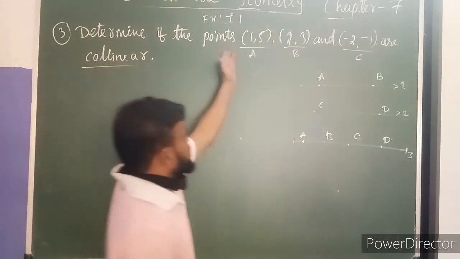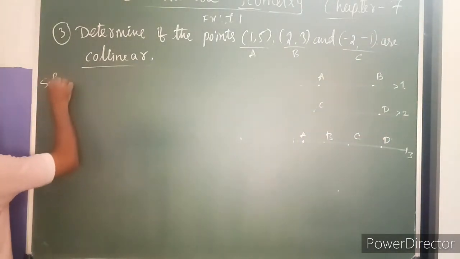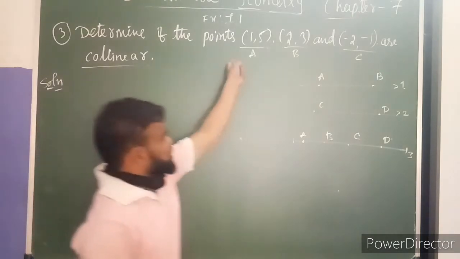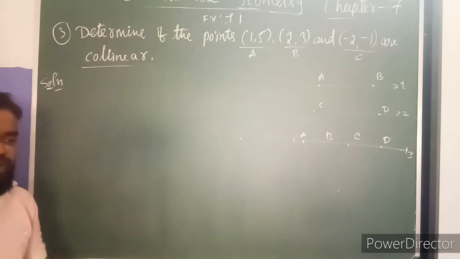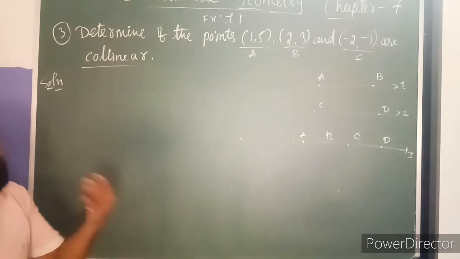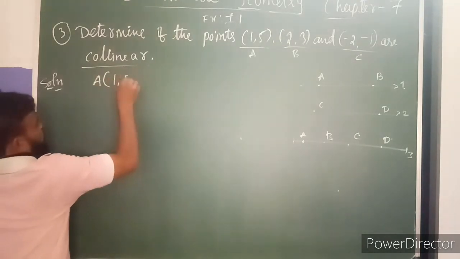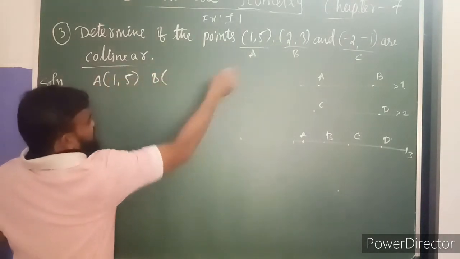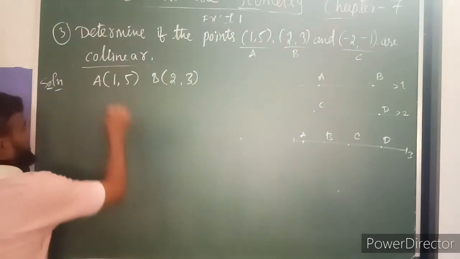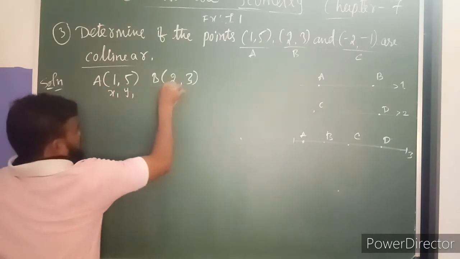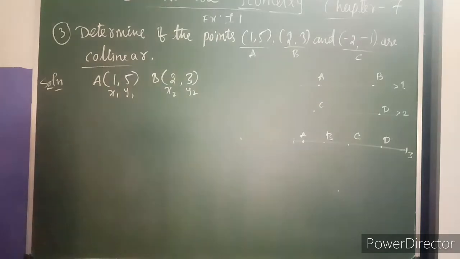This is also the given A, B and C. Let us find out. We have to take the solution. First we have to take AB, then BC, then CA. Like that, the distance of the 3 points will come, and we have to check whether it is collinear or not. First, A is 1, 5 and B is 2, 3. We have to find out the index. This is x1, y1. This is x2, y2. Right?